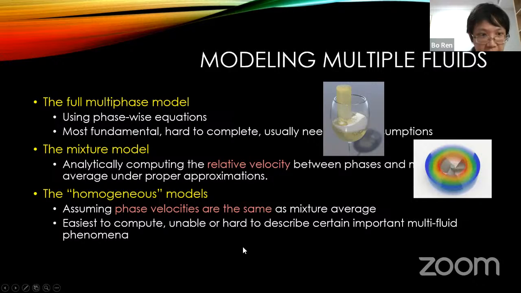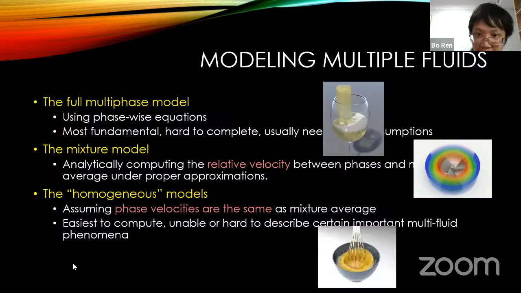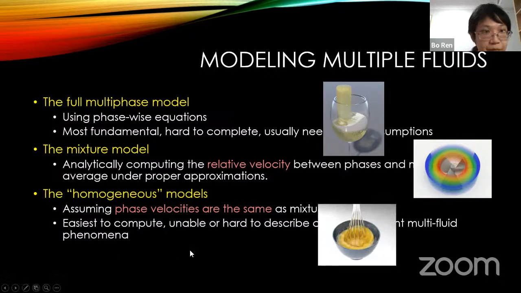And finally is the homogeneous model. This model assumes that all the phases are moving with the same velocities. This model is the easiest to compute, but it also discards some important effects that multiple fluid phenomena have. So I will talk about them one by one in the next talk.